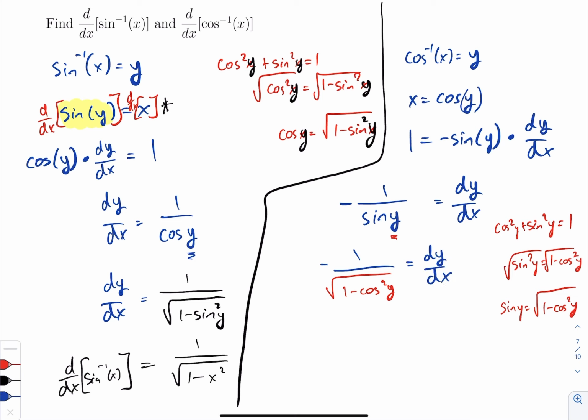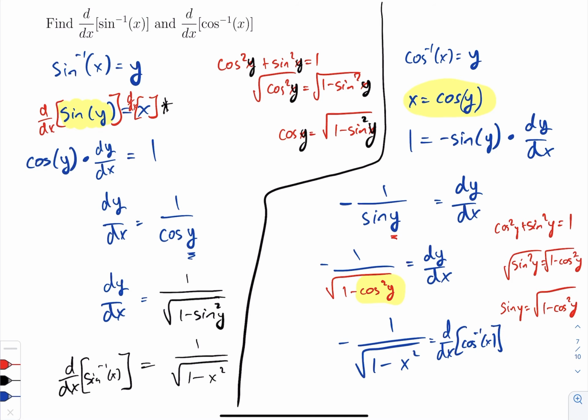And again, I don't want this, I still have a y in here, but what we see is that I already have a relationship between cosine of y and x. So I can replace that cosine squared of y with x squared. So this comes out to negative 1 over square root 1 minus x squared, and that's equal to d dx of the inverse of cosine.